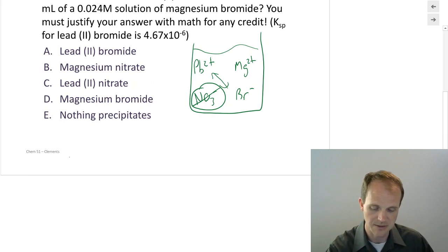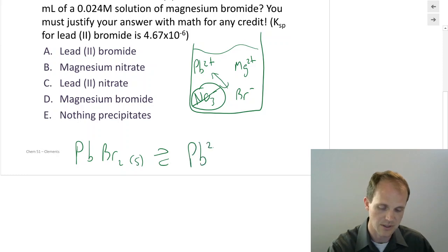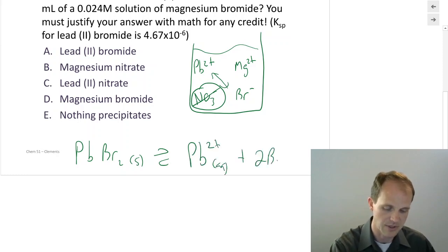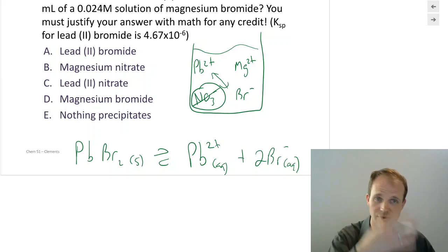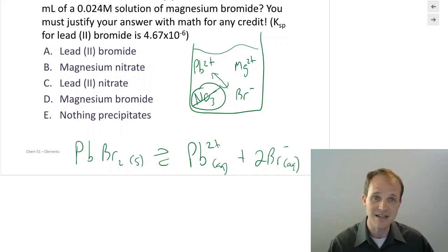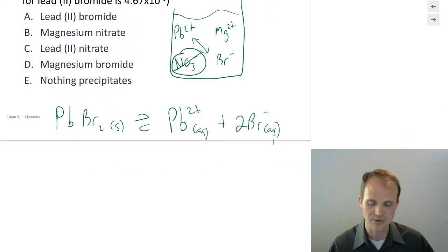So PbBr2 solid goes to Pb2+ aqueous plus 2Br- aqueous. And again, how do we know it's Br-? Because that's what bromine forms when it forms ions in solution. It doesn't form Br2 with a minus, it forms Br-. And so to get the stoichiometric portions right, we have to have 2 of those.